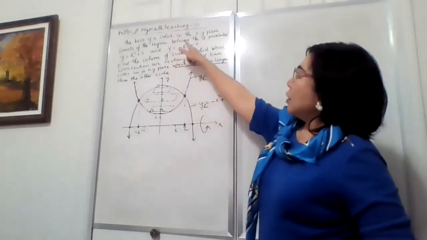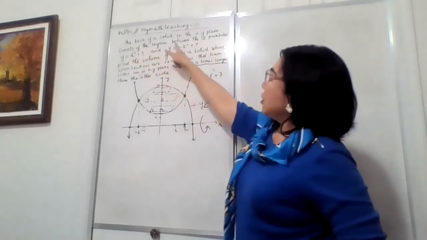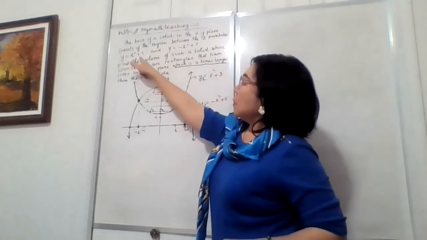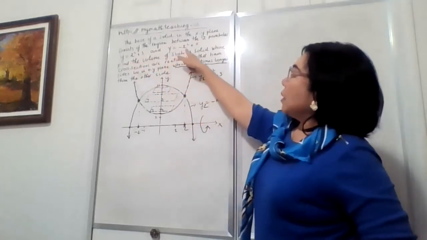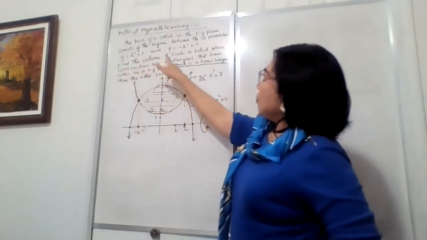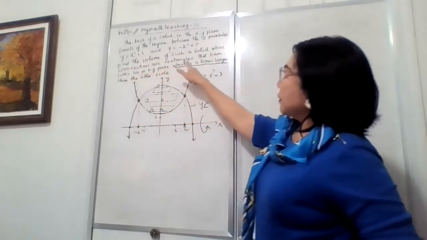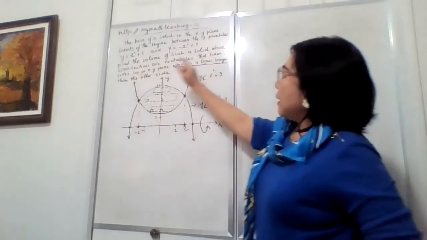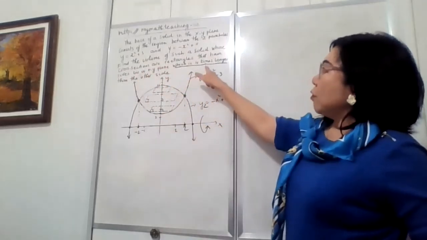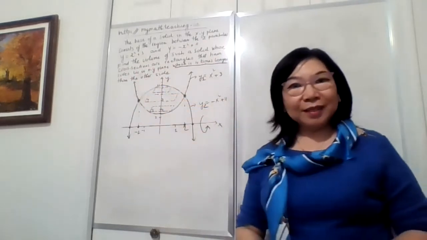The base of a solid in the xy plane consists of the region between the two parabolas, y equals x squared plus 3 and y equals minus x squared plus 11. Find the volume of such a solid whose cross-sections are rectangles that have sides lying in the xy plane, which is 4 times longer than the other side.